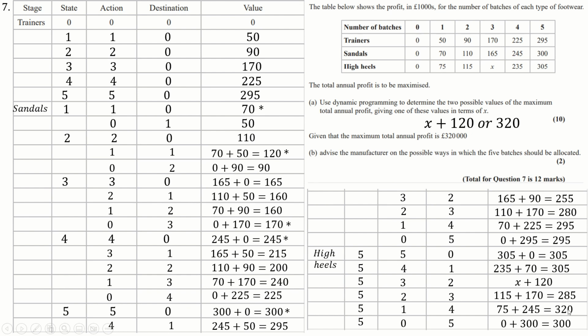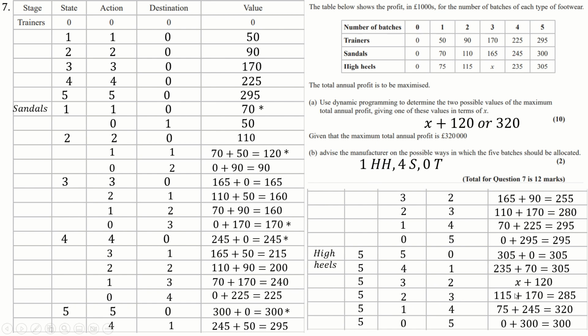So if you do the 320, all I did was assume that either one of these things could be the case, because it says possible ways. If you do 320, going back along this solution, I should have put a star here, but it doesn't really matter. If you go 320, that involves making 1 pair of high heels. Go back to the 4 one. And the best option for 4 was to do 4 sandals and 0 trainers. So that's where this comes from. So that's the way to do it if that's the maximum option.